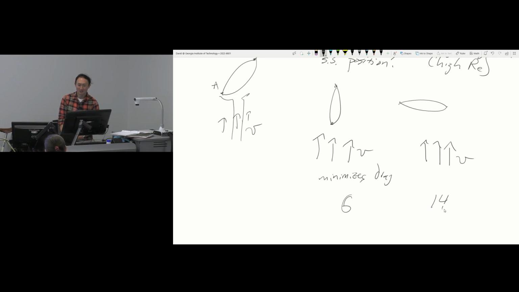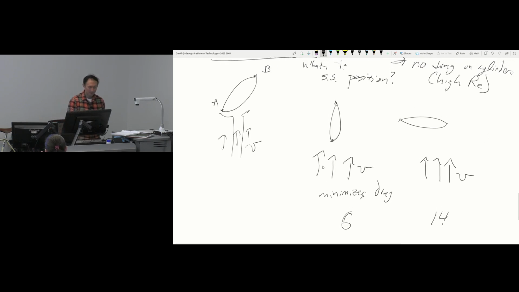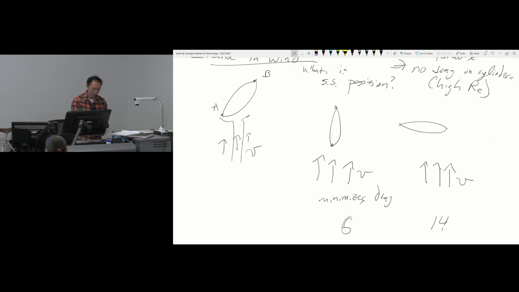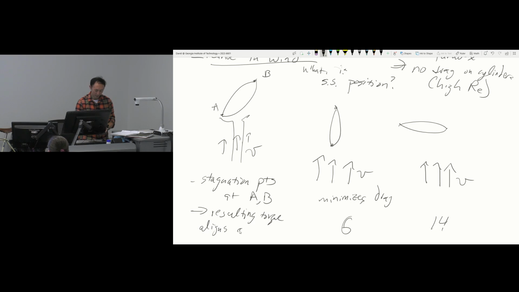The pressure in the front and the back is increased there. Yeah, this is a case where, basically, imagine it's in this intermediate configuration. Then in this case, you've got stagnation points at points A and B. And they're going to have a resulting torque that aligns the canoe perpendicular to the wind.